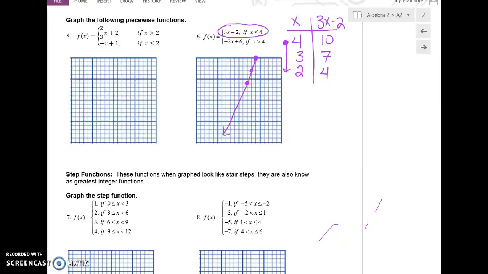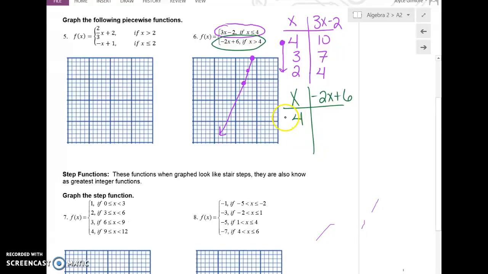Now let's choose another color and do our second piece. So, table of values with negative 2x plus 6. All right, now I am going to use an x value of 4, but are we really supposed to use an x value of 4? No, it's going to be the ending point, but there's going to be an open circle on that. So draw an open circle next to 4.